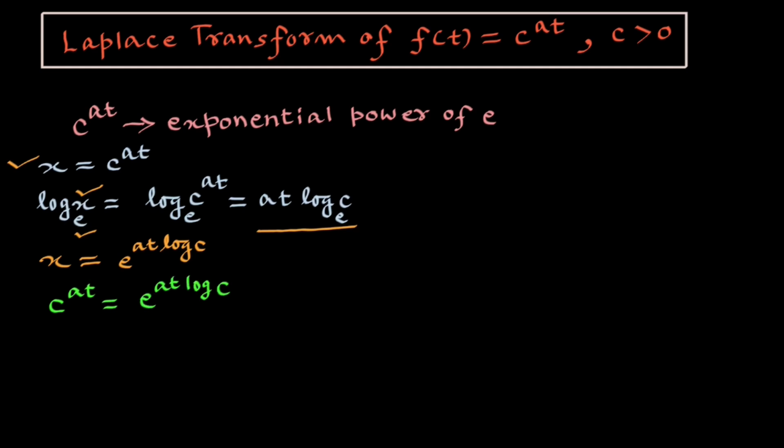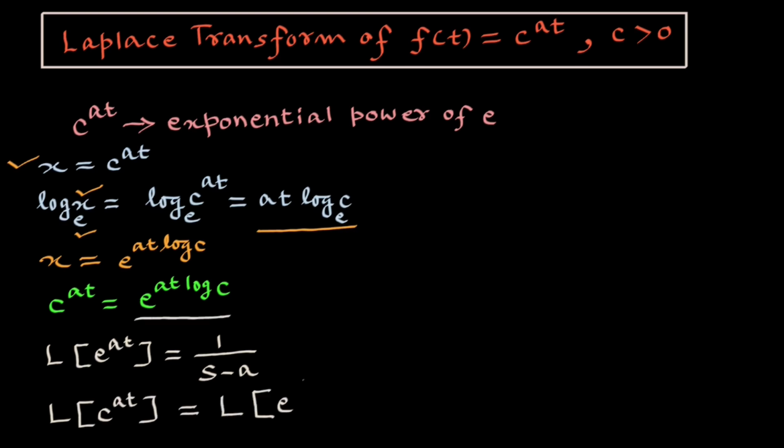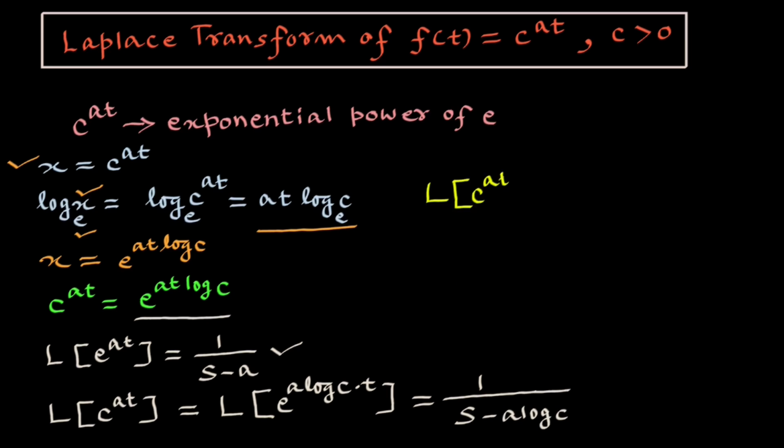Now we have already found out Laplace transform of e raised to at equals 1 upon s minus a. Therefore, Laplace transform of c raised to at will be Laplace transform of e raised to (a log c)t, which according to this result will be 1 upon s minus a log c. So we get a new result. Laplace transform of c raised to at equals 1 upon s minus a log c. Of course, provided c is positive and s greater than a log c.